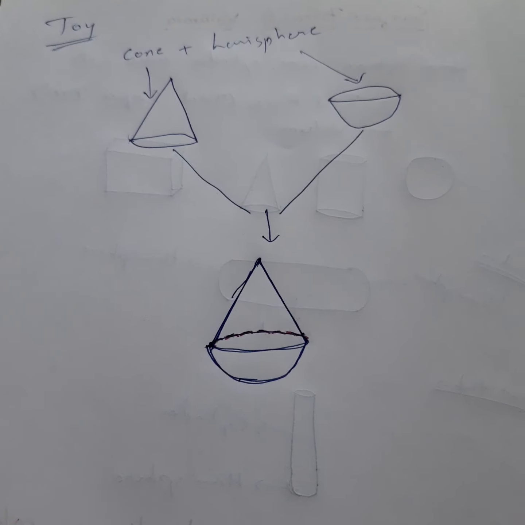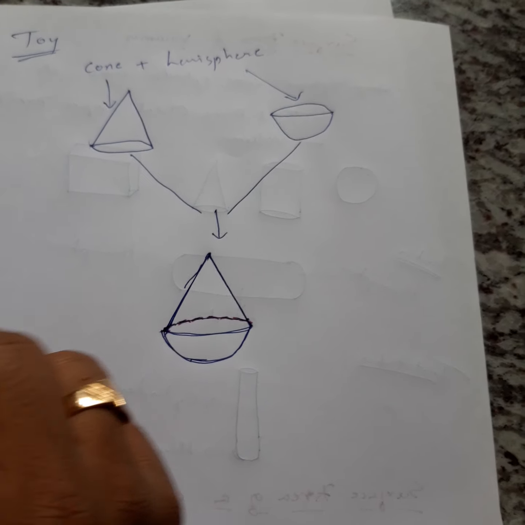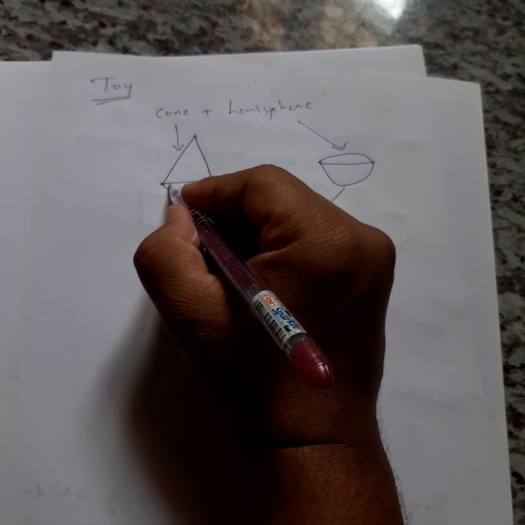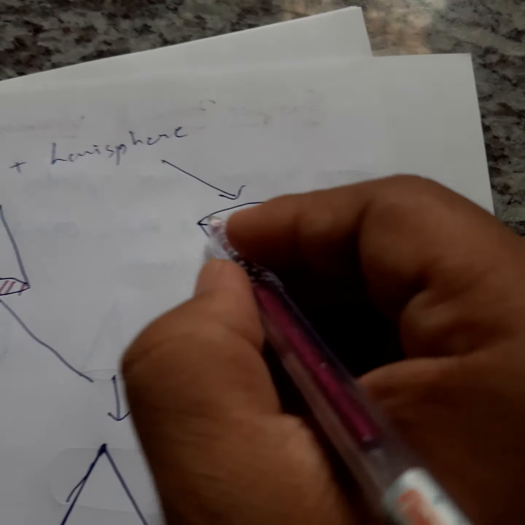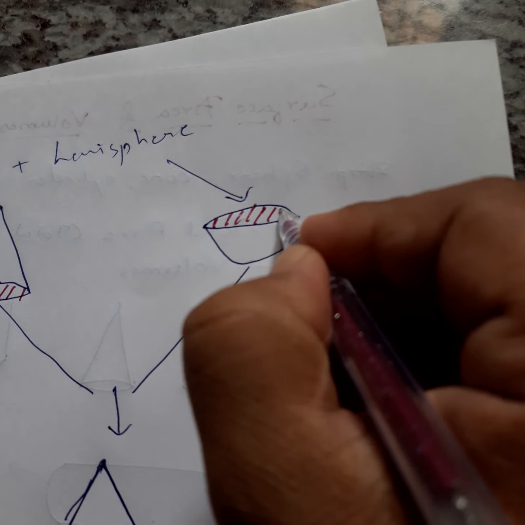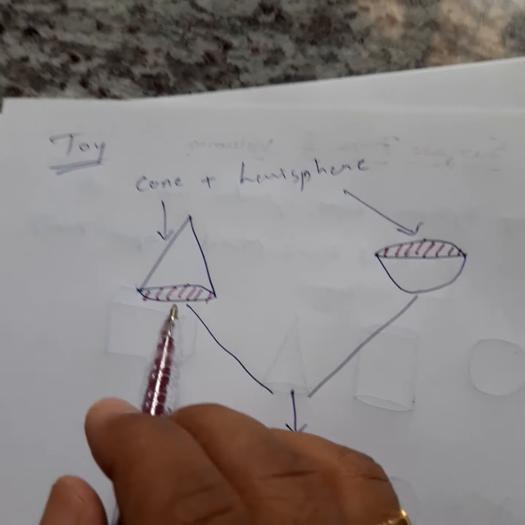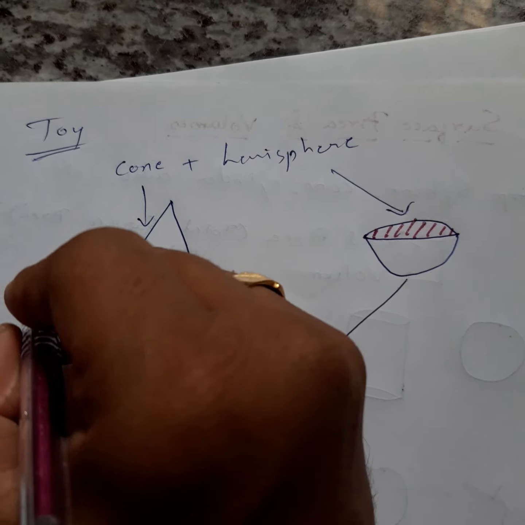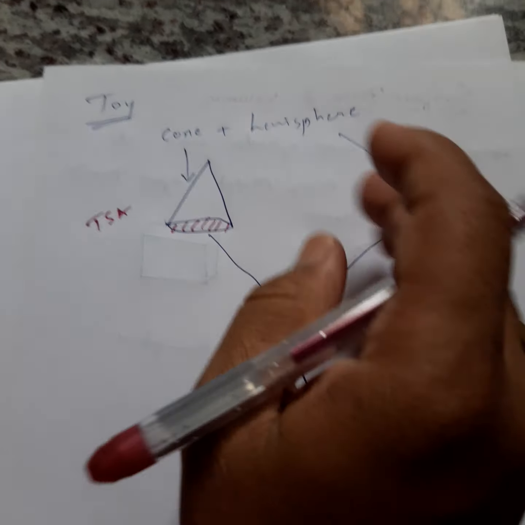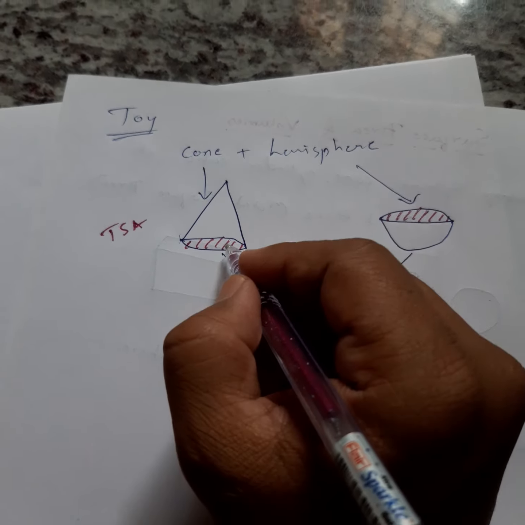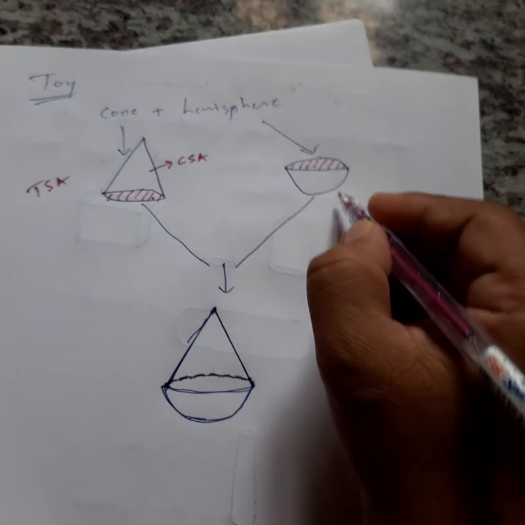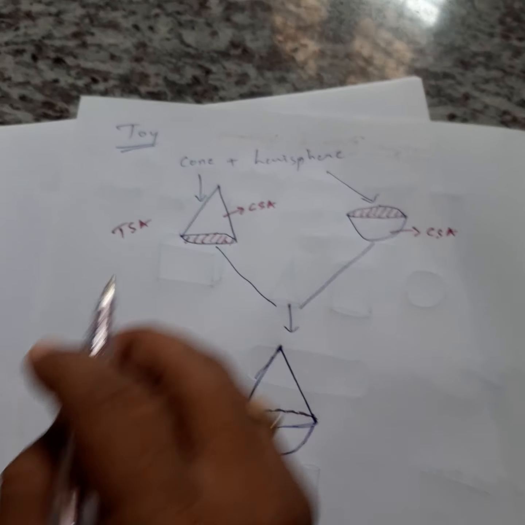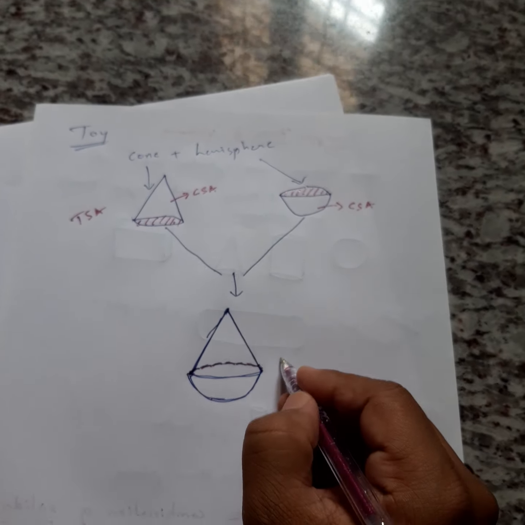When I look at this solid, the toy which we formed, the circle area of this cone, that is this part, is getting immersed or combined with the circle part of the hemisphere. If I take a cone separately, then I find the total surface area. But I want to combine these two, that's why this part will be immersed with this part. I'm going to find the curved surface area of this, and the curved surface area of this, and we are going to add them to get the total surface area of the toy.